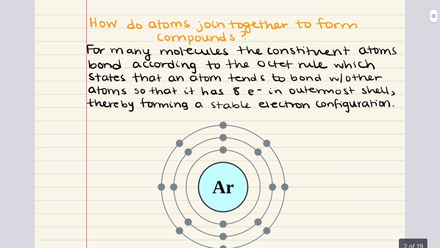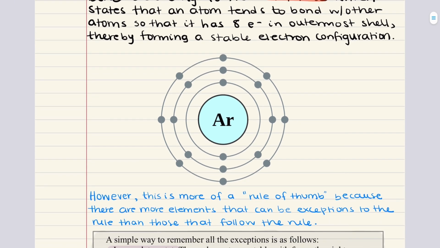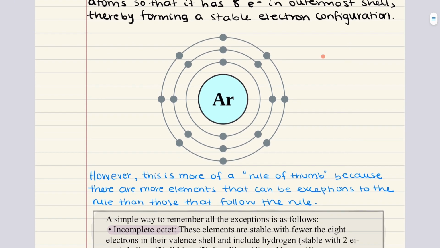For many molecules, the constituent atoms bond according to the octet rule. And the octet rule states that an atom tends to bond with other atoms so that it has 8 valence electrons in its outermost shell, thereby forming a stable electron configuration that's similar to that of the noble gases. Now, an example of an octet configuration is shown here for the noble gas argon. Notice how there are 1, 2, 3, 4, 5, 6, 7, 8 valence electrons in its outermost shell.